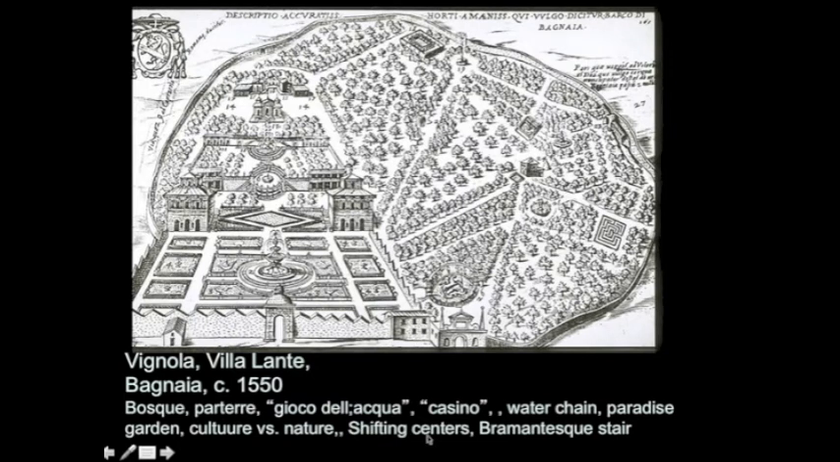Gioco dell'acqua. You probably could say that in English if you wanted to. And that simply means water folly, or game of water. And in the Villa Lante, the gioco dell'acqua, the game of water, is one of the themes that gets varied. If at the Villa Giulia we saw the theme of the triumphal arch presented and represented in increasingly diverse ways, here we see the theme of water presented and represented in increasingly diverse ways.